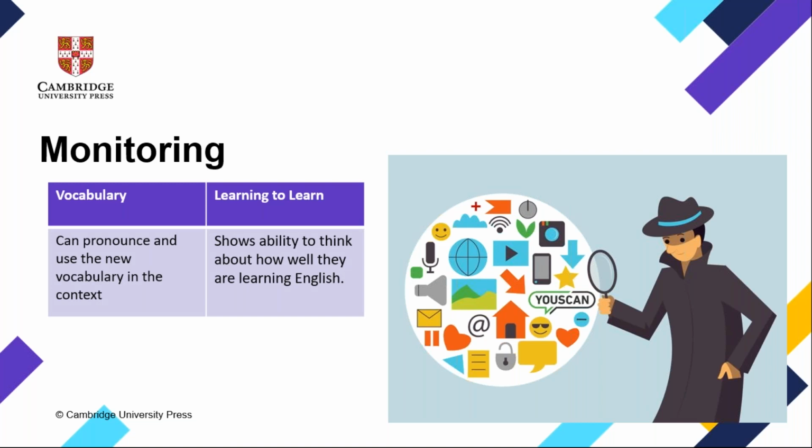Yet here we can see vocabulary. Student can pronounce and use the new vocabulary in the context. For example, in the topic animals. That's great, but it's not the only thing we need to monitor. It's also about each competency. For example, for learning to learn, shows ability to think about how well a student is learning English. This is about self-assessment of students.